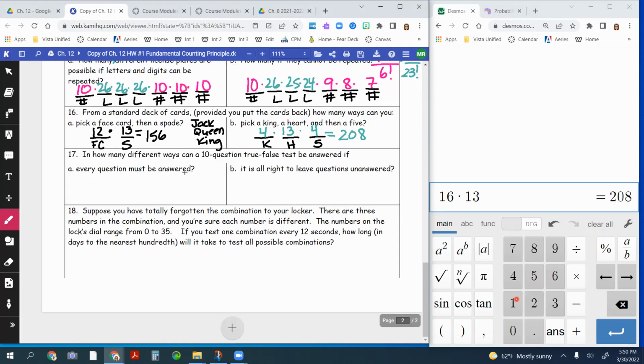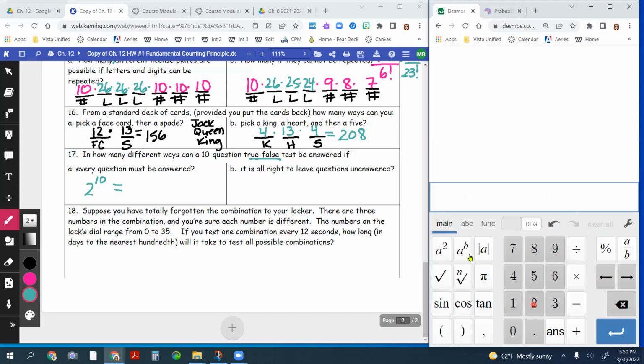In how many different ways can a 10 question true false test be answered if every question must be answered? So if every question must be answered and it's true false, you've got two choices. That's going to be 2 to the 10th power. Okay. And so 2 to the 10th is 1024.